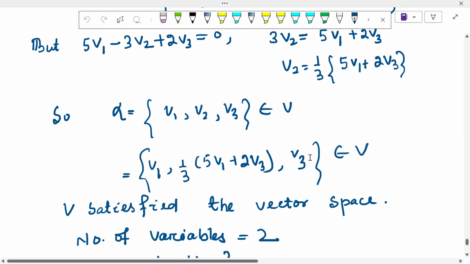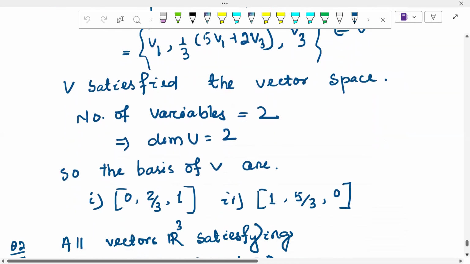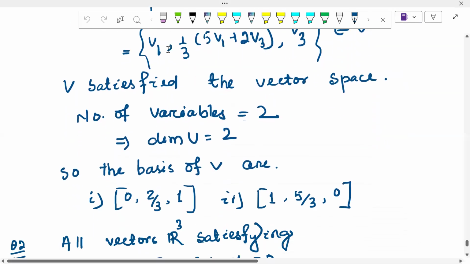So how many variables are present here? That is v1 and v3, meaning two variables are present. So the dimension of the vector space V is equal to 2. And for the basis, when v1 is considered 0 and v3 is considered 1, the vector is (0, 2/3, 1). When v3 is considered as 0 and v1 is considered as 1, then (1, 5/3, 0). These are the basis of the vector space.